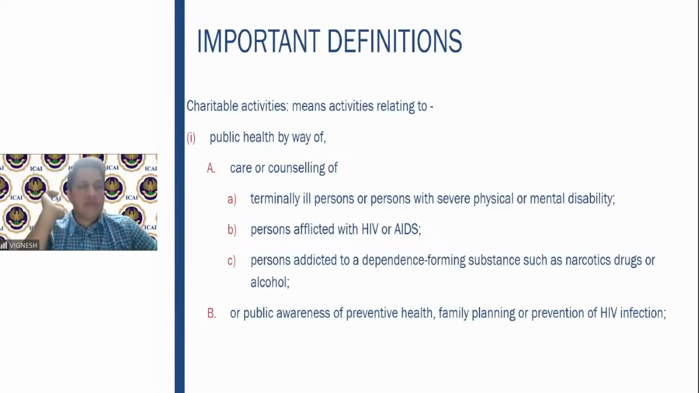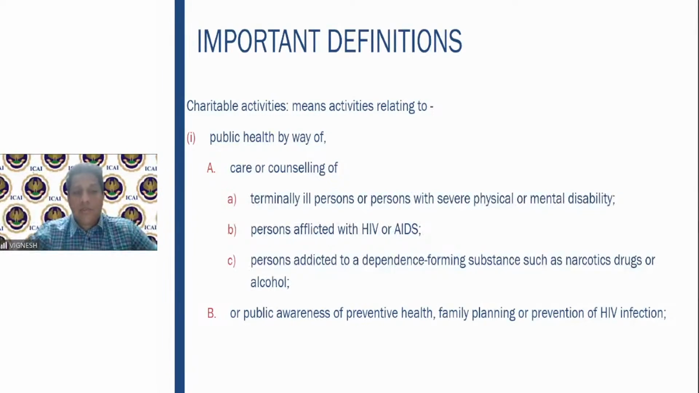So charitable activities means what? It means activities relating to public health by way of care or counseling of terminally ill persons, or persons with severe physical or mental disability, persons afflicted with HIV or AIDS, persons addicted to dependence forming substances like drugs, etc. So the first area covered under charitable activities is public health. In public health, care or counseling is there: terminally ill patients or disabled persons, HIV, AIDS, drugs. So these three, if you do the counseling, it comes under charitable activities.